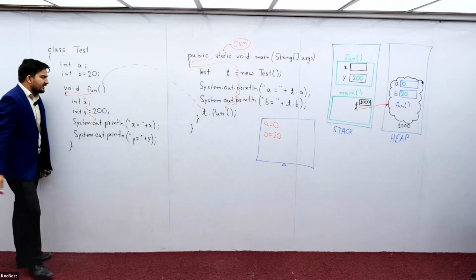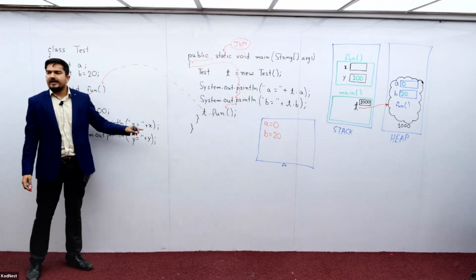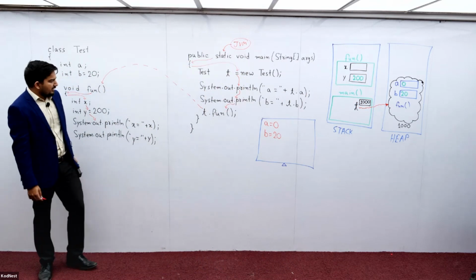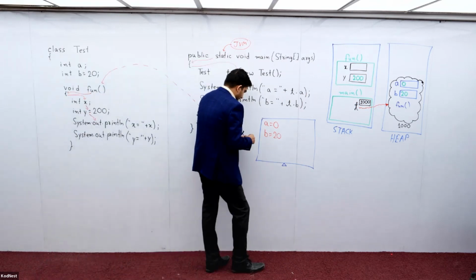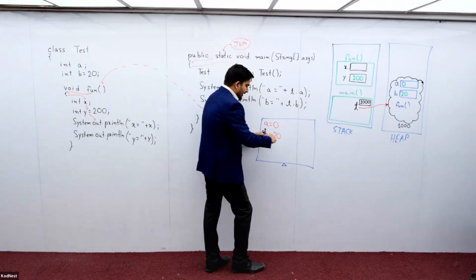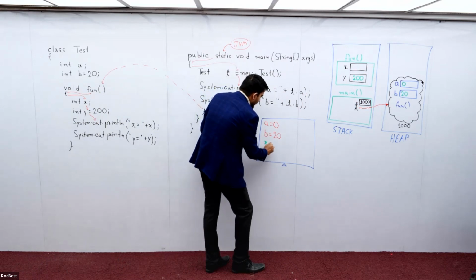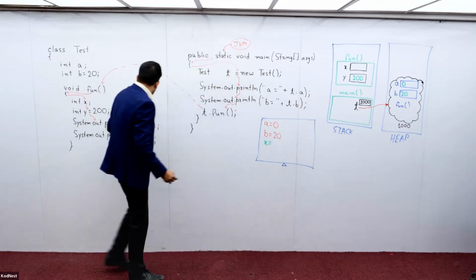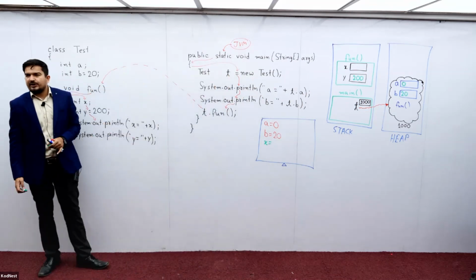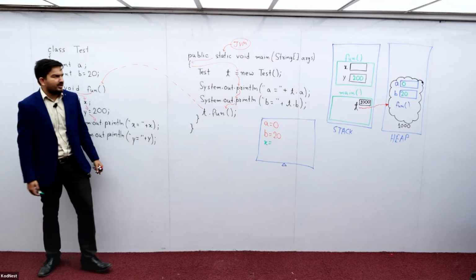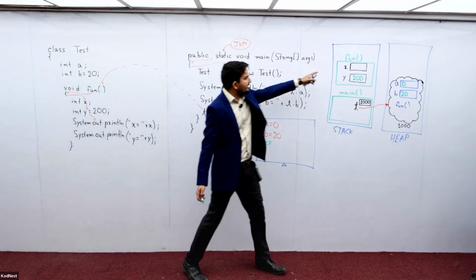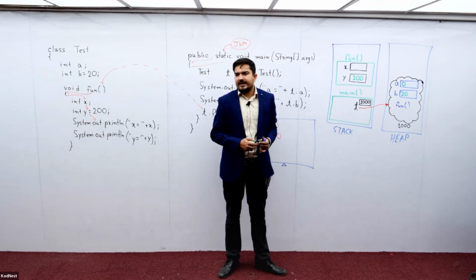What are we telling? System.out.println X is equal to. So it should do what? It should print something like this. It is not going to print, but it should print something like this. X is equal to. So with this method, what are we doing? We are attaching the value present inside X. What is the value present inside X? No value is present inside X.